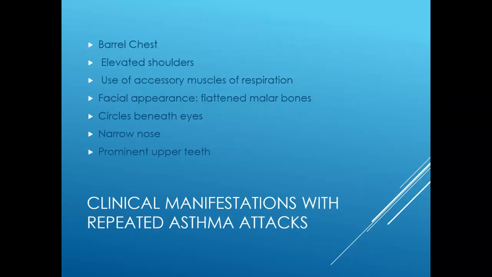Some other clinical manifestations that you see: children with asthma tend to become barrel-chested. They'll have their shoulders elevated and use accessory muscles for respiration. After a period of time, you'll see changes in the facial appearance: more flattened malar bones, circles beneath the eyes, a narrow nose, and prominent upper teeth.